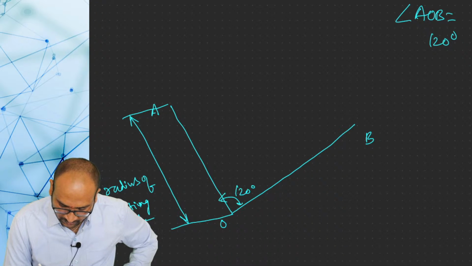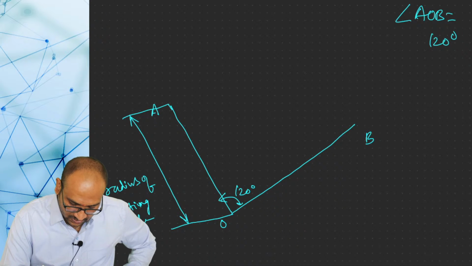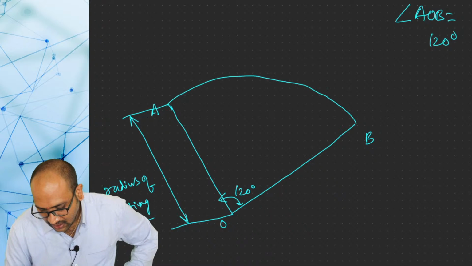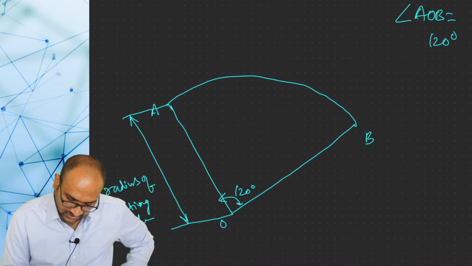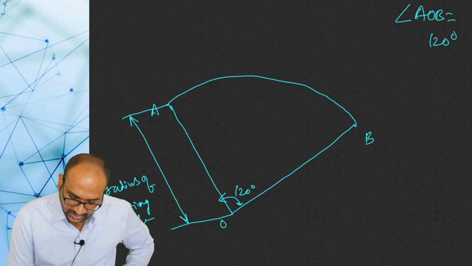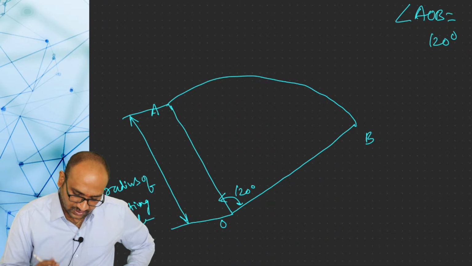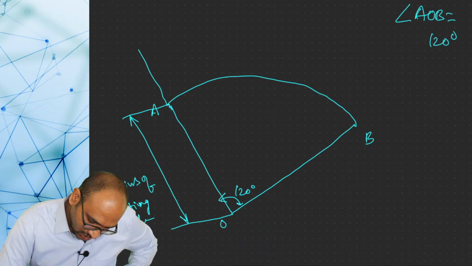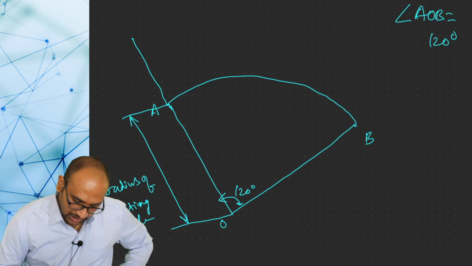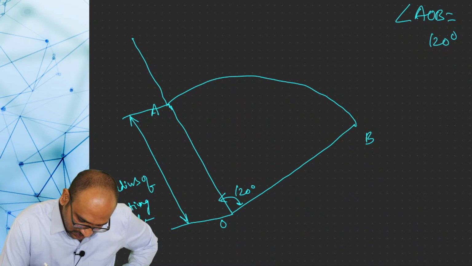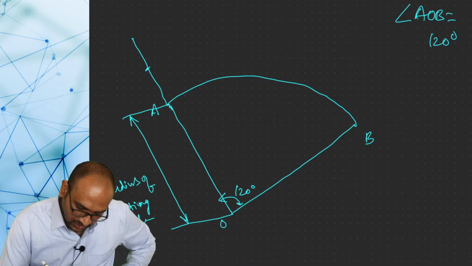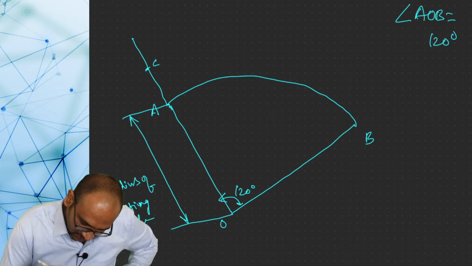This is 120 degrees. Now with the help of a compass, with O as center, you join A and B, and you will get one arc like this. Now this is the directing surface angle. Now you extend this AO up to 40 mm. Next, with the help of a compass, with 20 mm radius, you mark a point on this AO line.